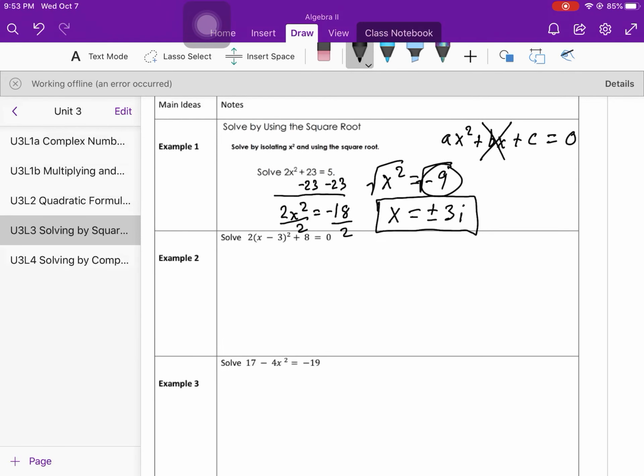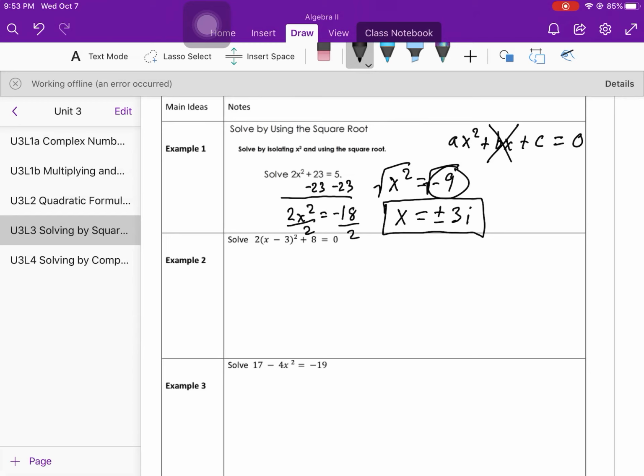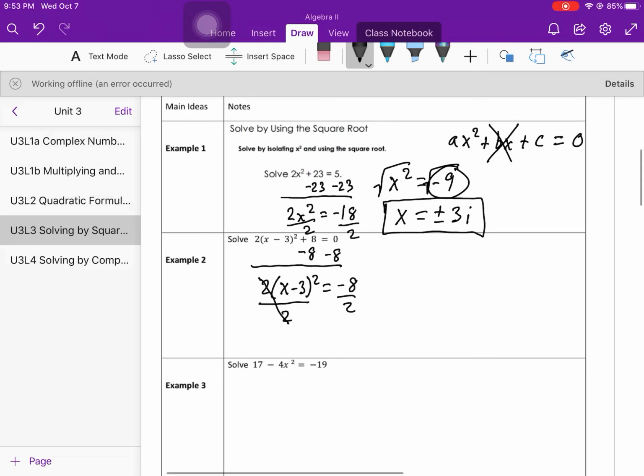All right, this next one, same process, but we are trying to get the parentheses isolated. So the first thing is subtract 8 from both sides. We get 2 times (x minus 3) squared equals negative 8. Then we have to divide by 2 because we got to get rid of this 2 on the outside. And then we are left with (x minus 3) squared equals negative 4.